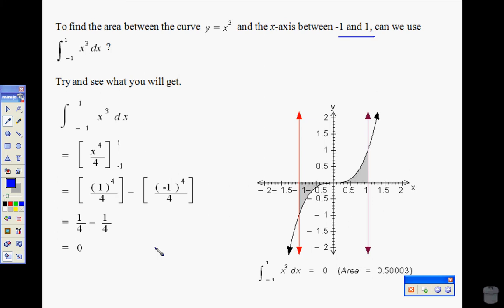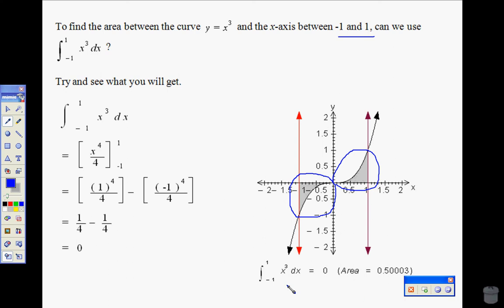So what we really need to do is split it up and say, well, let's look at that area between negative 1 and 0, and then look at that one between 0 and 1. Well, that's going to be fine, so that's going to be a positive a quarter. That one's going to end up being a negative a quarter because it's in the negative direction. So let's take the absolute value. It should give us a half.